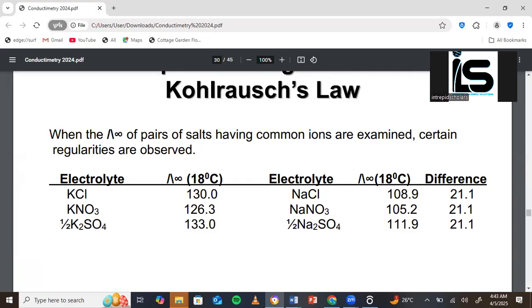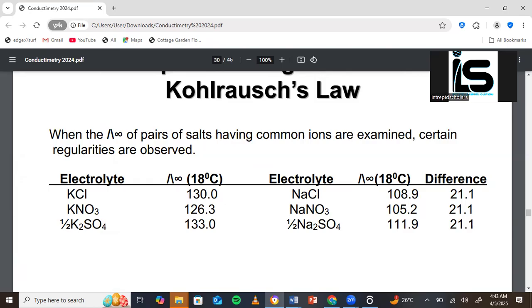Now, KCl is 130.0. NaCl is 108.9. The difference is 21.1. Now when we take KNO3 and NaNO3 and find the equivalent conductance at infinity, they are all strong electrolytes, and we find the difference is 21.1. Now we have potassium sulfate and sodium sulfate, and we find the difference between the equivalent conductance at infinity. It is 21.1.